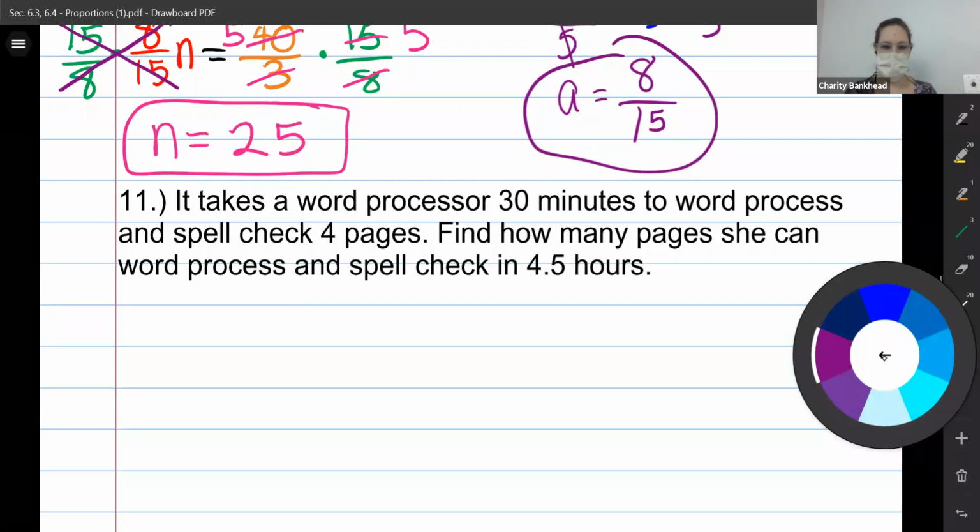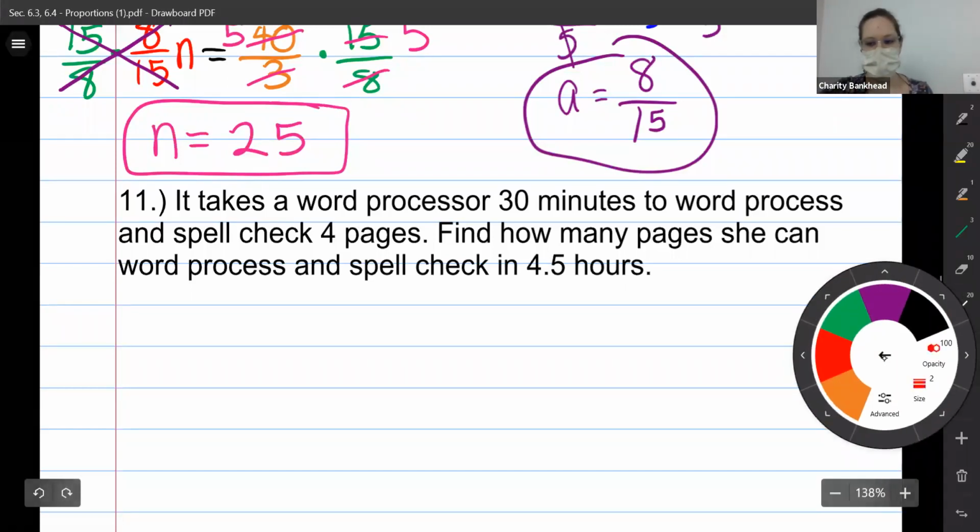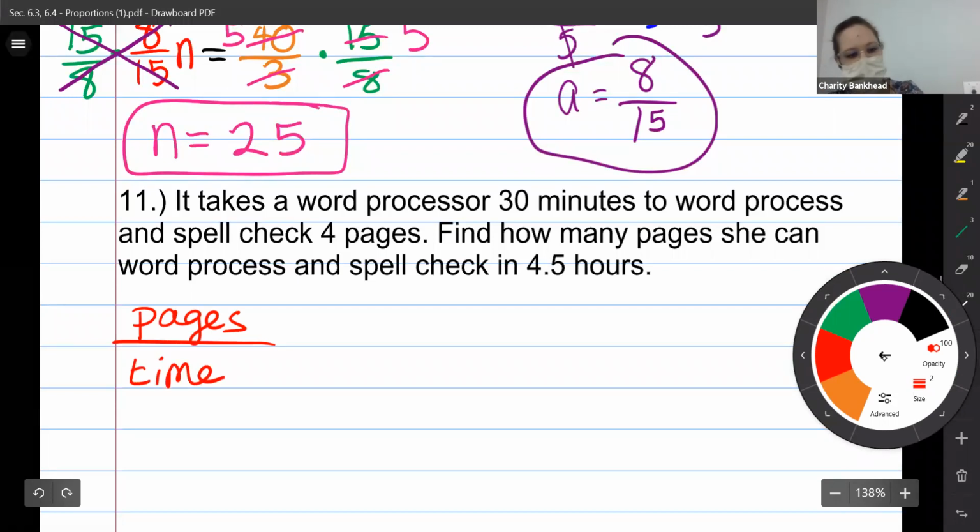So we're talking about the number of pages she can do in a certain amount of time. So I like to start by writing down the way I'm going to set up my proportion. So I'm going to do pages over time. Now I was given 2 different times using 2 different units, so I will need to convert them to be in the same unit. It doesn't matter which units I pick as long as it's the same. So I can do minutes or I can do hours.